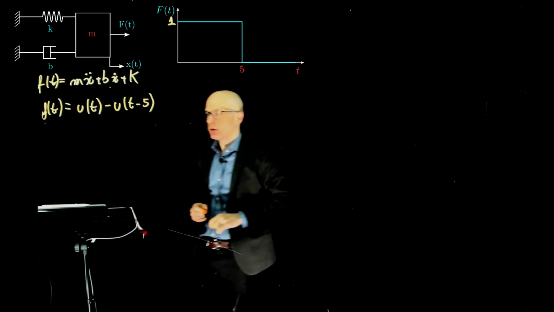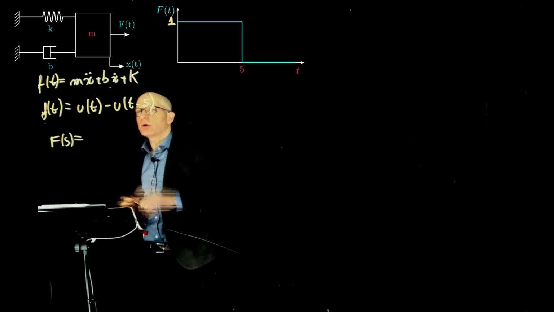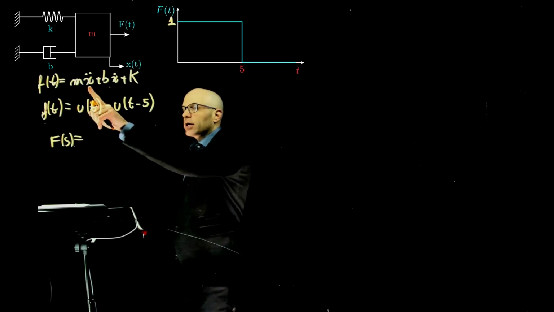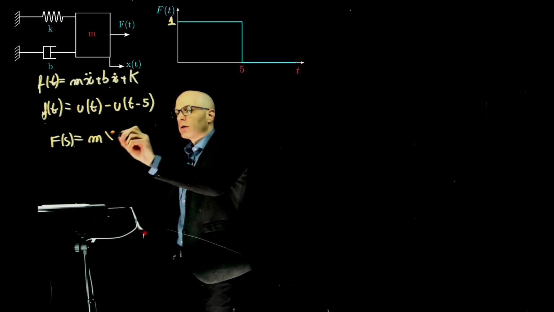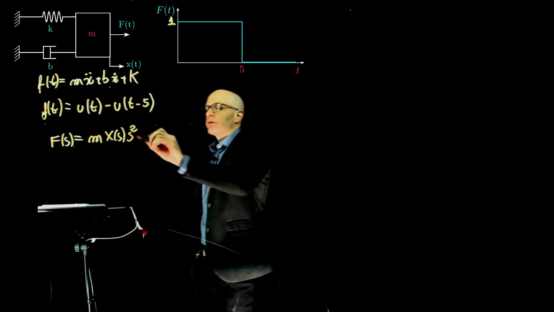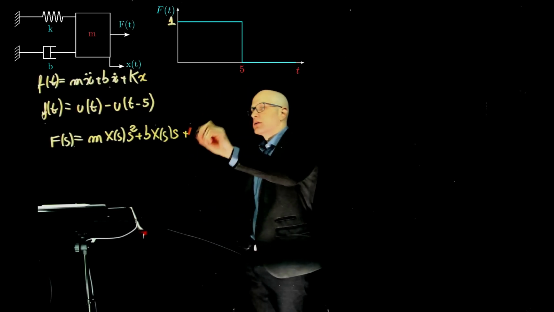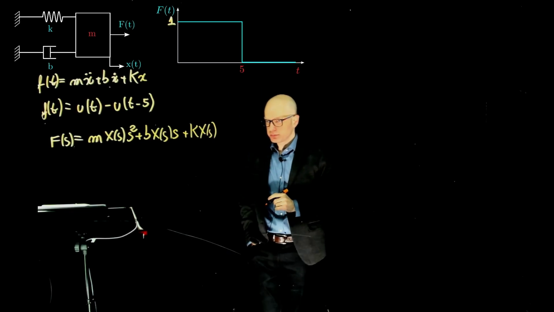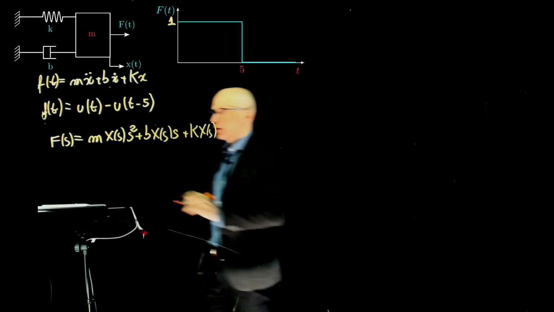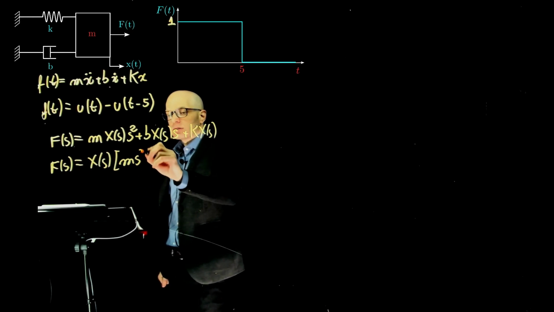We can now take the Laplace transform of these two. What is the Laplace transform of f of t? Let's do the first equation here. We have F of s. Mx double dot, what is the Laplace transform of that? The second derivative of x is x of s times s squared. The first derivative of x is x of s times s. Plus k times x of s. You notice that the second derivative became s squared, the first derivative is s, and x just becomes x of s. We can factor out x here. F of s equals x of s times ms squared plus bs plus k.